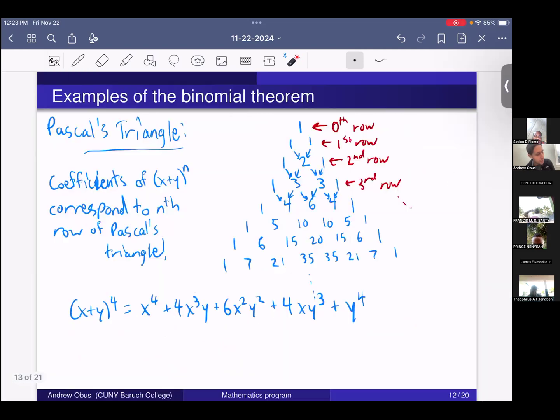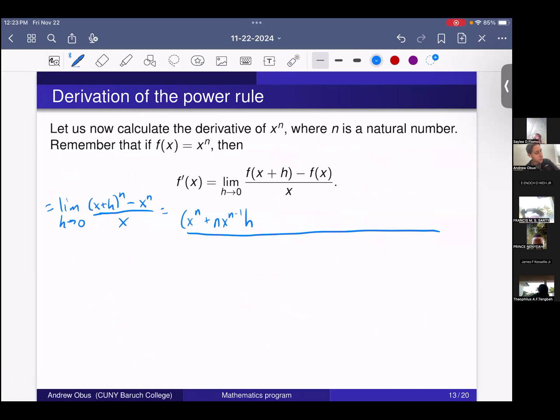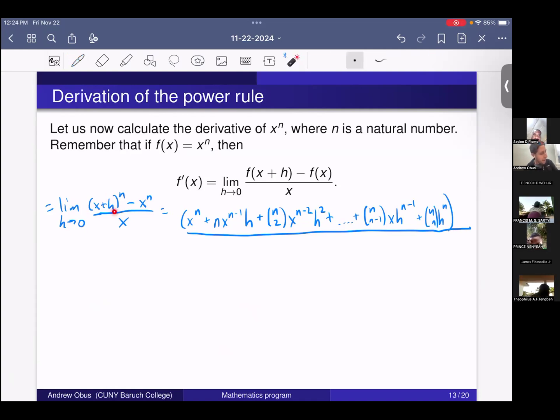So going back to our slide, if we write this down, what is this? Let me give myself a little more space to write this. I don't want it to be too small. This is going to be x to the n plus n x to the n minus 1 h. These are the first two terms. And then we have some more terms, plus n choose 2 x to the n minus 2 h squared, plus so on. In the end, we get to n choose n minus 1 x times h to the n minus 1. And then the last term is n choose n h to the n. That's all the (x + h) to the n. And then we subtract an x to the n, so we're going to have a minus x to the n.